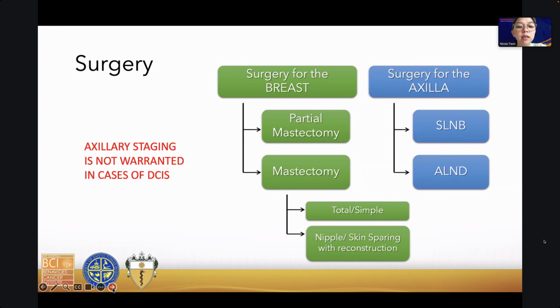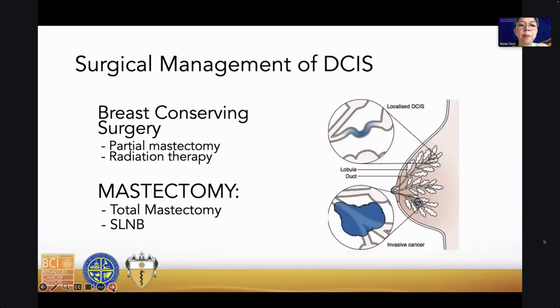Now, very important, axillary staging is usually not warranted in cases of ductal carcinoma in situ. So in the surgical management of ductal carcinoma in situ, we may offer breast-conserving surgery, which would comprise a partial mastectomy followed by radiation therapy. Or if the DCIS is extensive or the patient really doesn't want to go for RT, then we can do a mastectomy, either a total mastectomy or mastectomy with reconstruction with a sentinel lymph node biopsy.